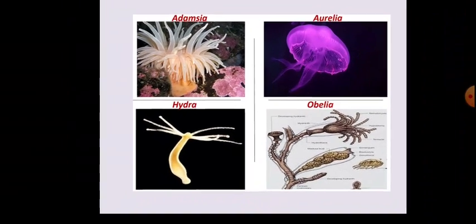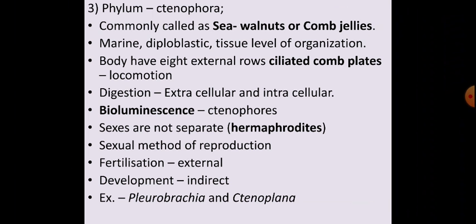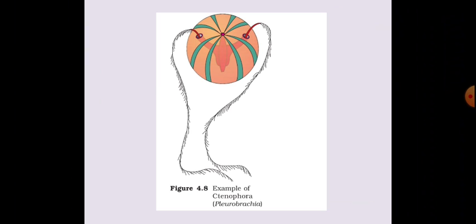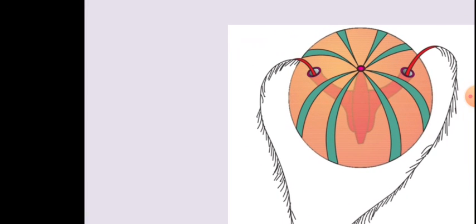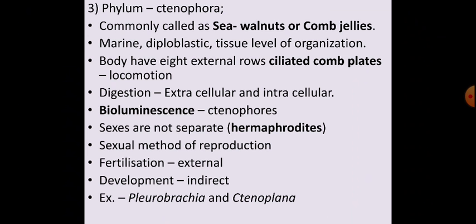These are the examples of phylum Coelenterata. Next phylum is phylum Ctenophora. Again C is silent here. Example of Ctenophora is Pleurobrachia. No need of drawing diagram. Pleurobrachia, example of phylum Ctenophora.